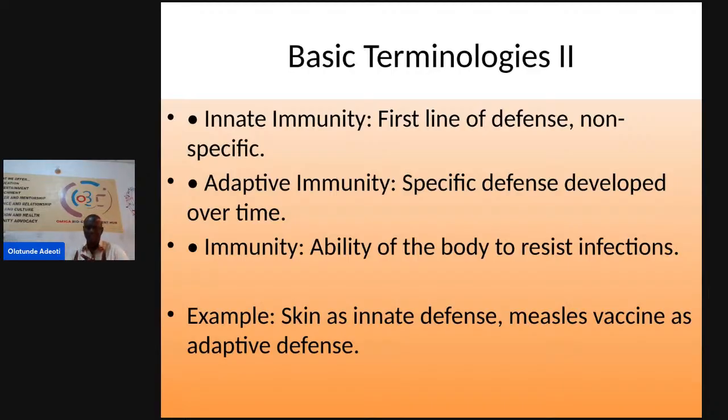Then immunity. What do we mean by immunity? Immunity is the ability of the body to fight against infection, to resist infection, to prevent infection. An example of the innate immune system is our skin. Measles vaccine is an example of the adaptive defense.